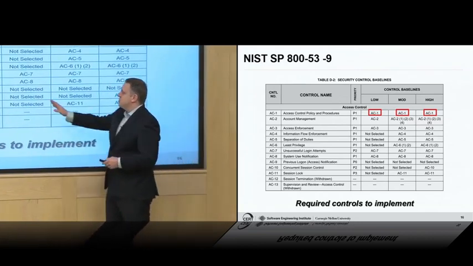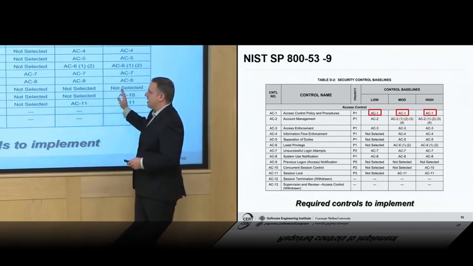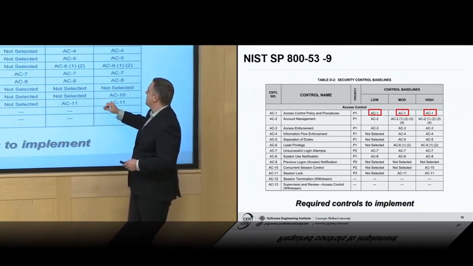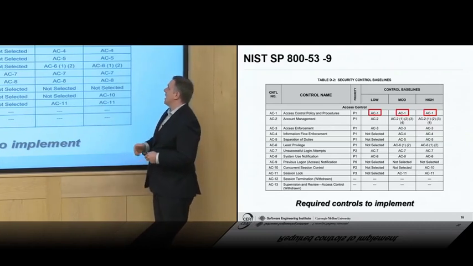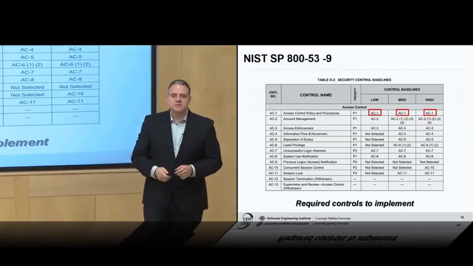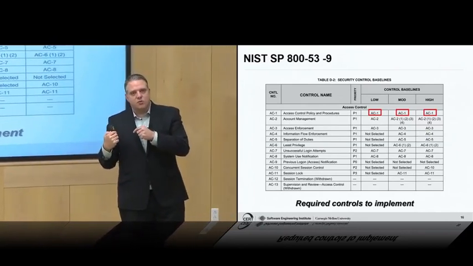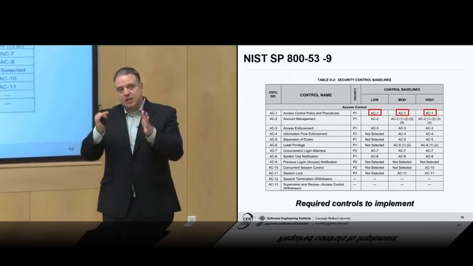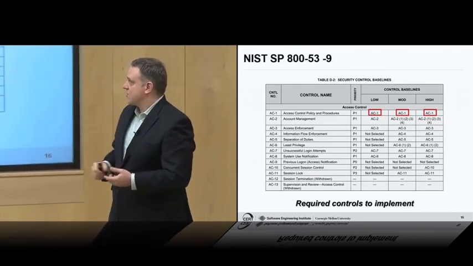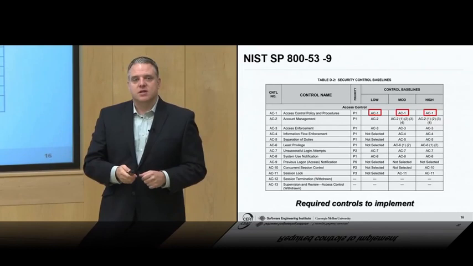But you can see as you move from low to moderate to high, more of the controls get selected for implementation, and you have additional control enhancements as well as you move up from a low to moderate to high security baseline. So this is a good reference chart for saying, all right, I'm at a low security baseline. What controls do I need to implement? Just look at the table here and it will tell you exactly what you need to implement.